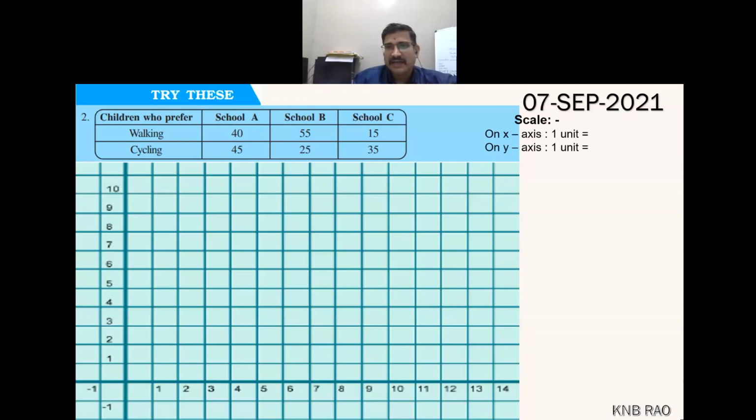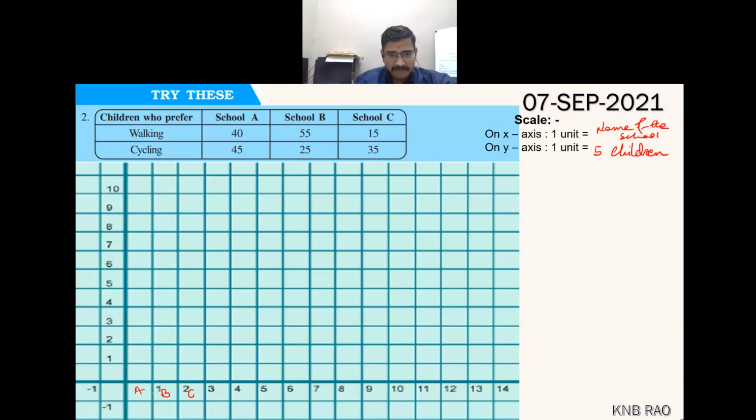If you want a vertical bar graph, then on y-axis you will be taking numbers. If you want a horizontal bar graph, then you will be taking numbers on x-axis. Suppose if I want numbers taken here, 5 children, then I am getting a vertical bar graph. Here, the name of the school will come on x-axis. So name of the school, A school, B school, C, and a gap.